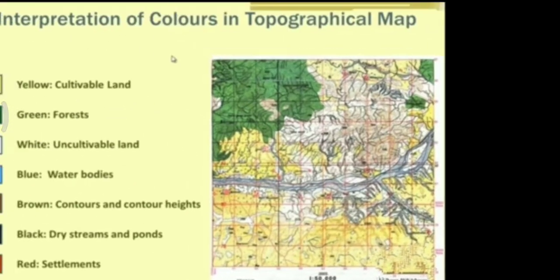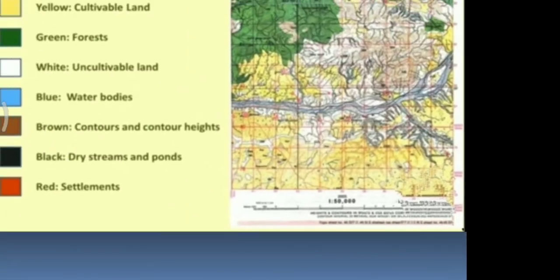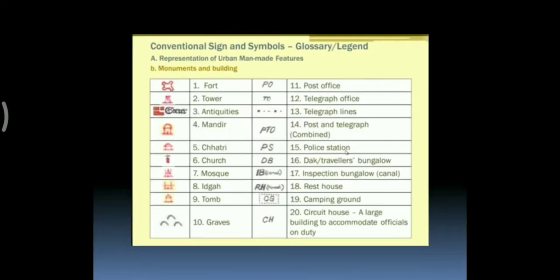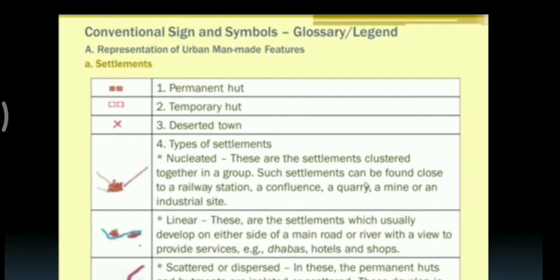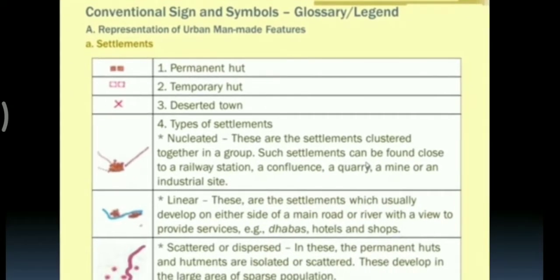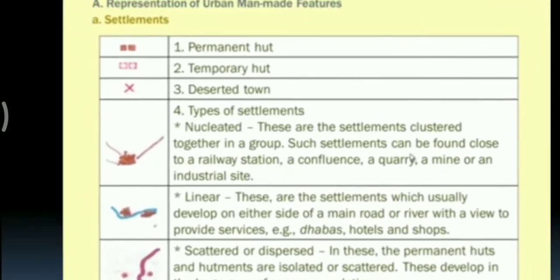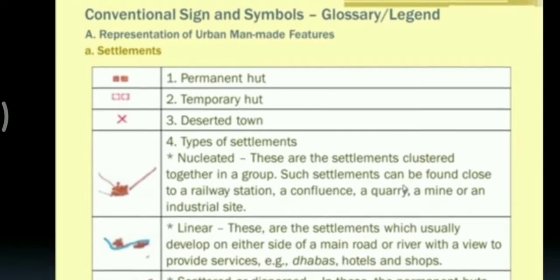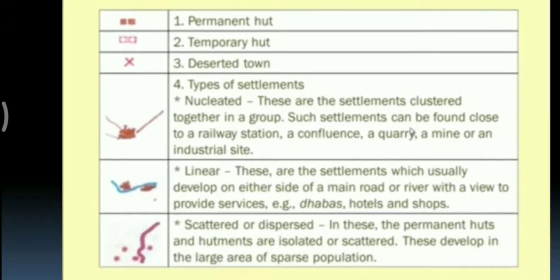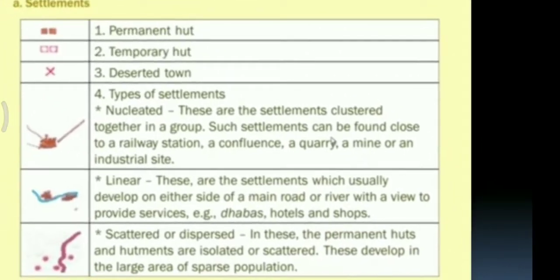Now, another representation of conventional signs and symbols. This is for settlement. You know we have three types of settlement in this topographical sheet: nucleated settlement, linear settlement, and scattered or dispersed settlement.